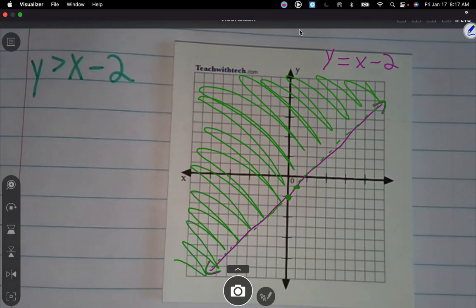Okay, let me do another one. Not in green, because is that green kind of hard to see? Yeah, a little bit probably. Okay, can I erase this one?